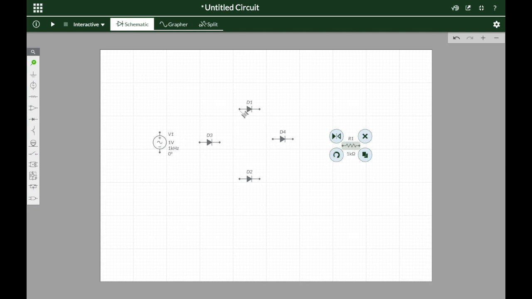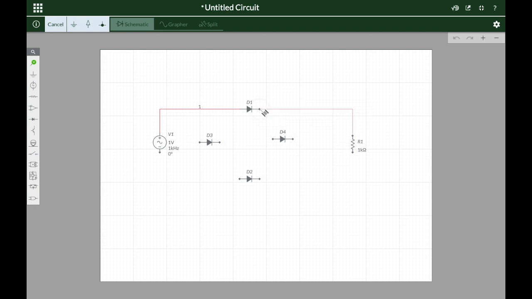So I will connect one end of this D1 to one end of the AC source. The load resistance I would like to keep in a vertical fashion, so let me rotate this. Now I will connect upper end of this load resistance to the negative end of D1.